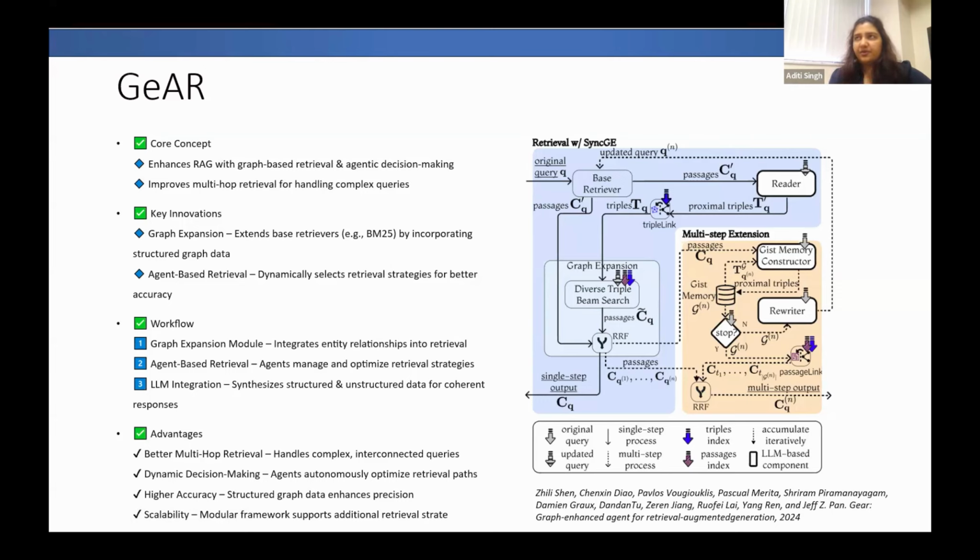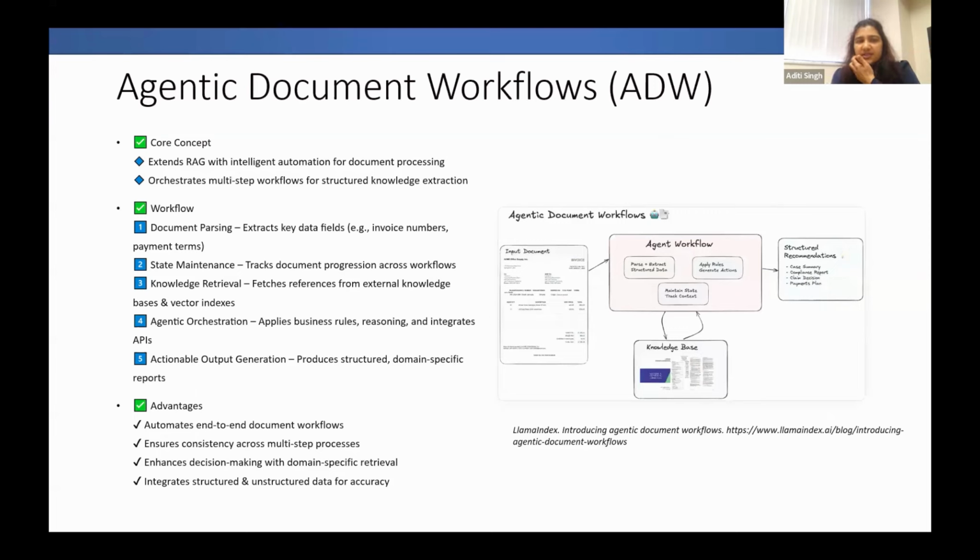Because the most important problem in any scenario would be we may not have one simple form of data. It could be structured, it could be in a different format like JSON, it could be just a bunch of your PDF files. With Gear, it is able to provide multi-hop retrieval. It is able to make sure there is dynamic decision making, higher accuracy and scalability. There is another format which is agentic document workflow.